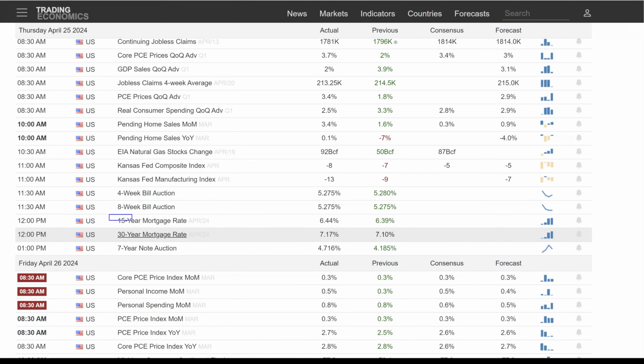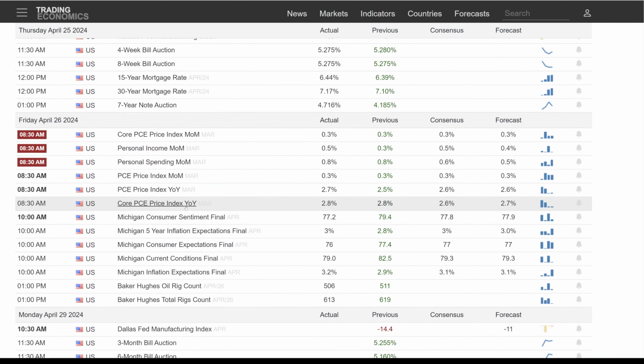And look at this, the 15-year mortgage rate and the 30-year mortgage rate still pushing higher. And the 7-year note auction, 4.7 from 4.18. So yields are still going higher. And Friday took the final nail in the coffin.